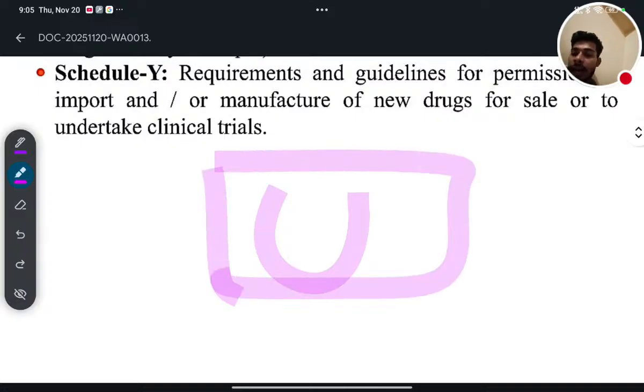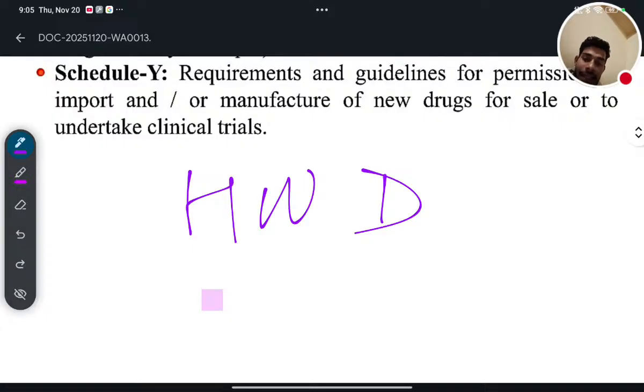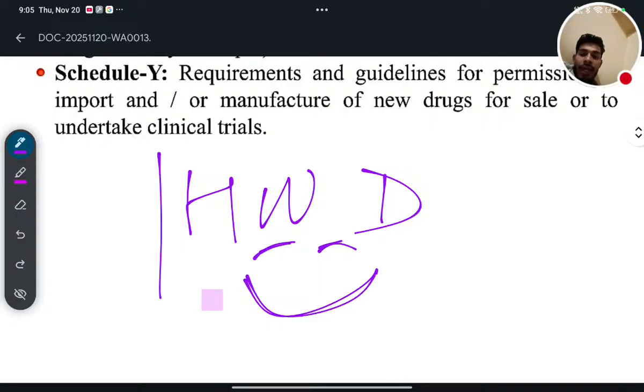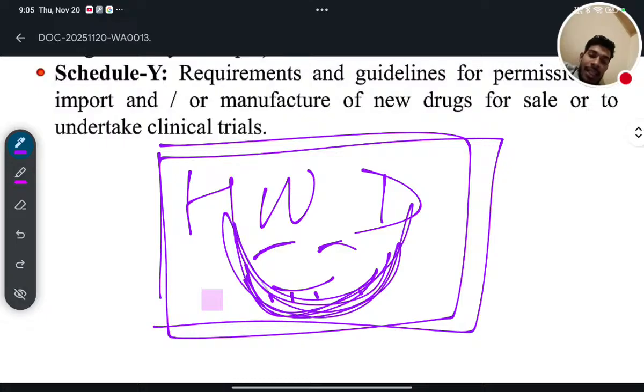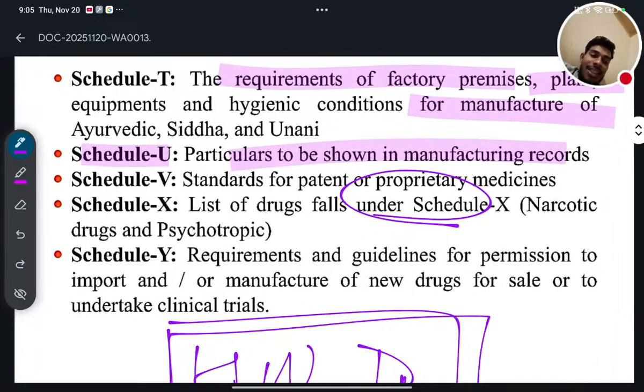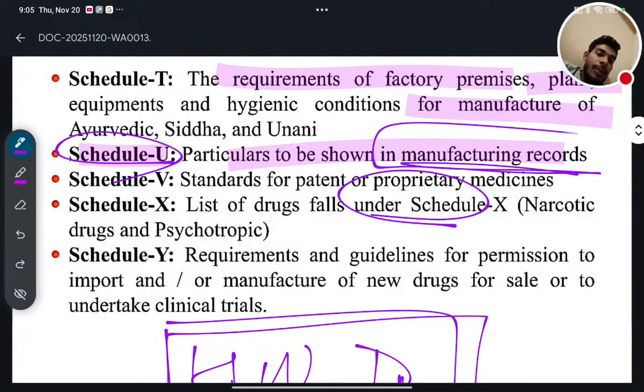How was our diary when we were small children? It was a homework diary, and along with that there was a smile on it. When I was in class 1 or 2, the front page of my diary had a smile. So when you see the smile, you have to remember U. U means diary, diary means record. By this way, you have to remember Schedule U. Schedule U is for manufacturing records.